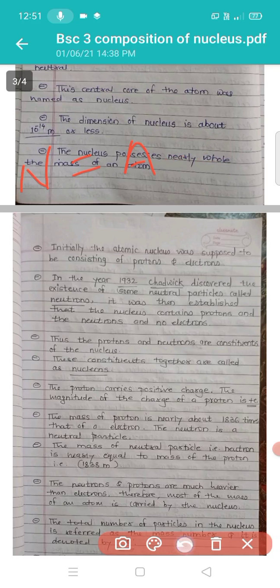The nucleus of any given element X is represented in terms of A and Z as A, Z, X. What does A represent? A represents the mass number and Z represents the atomic number.